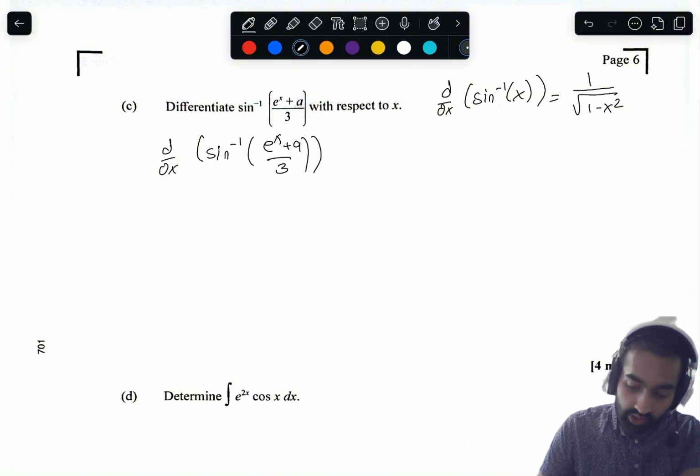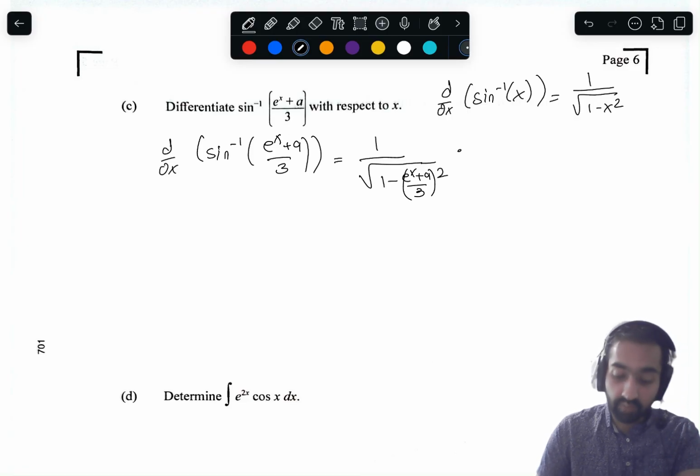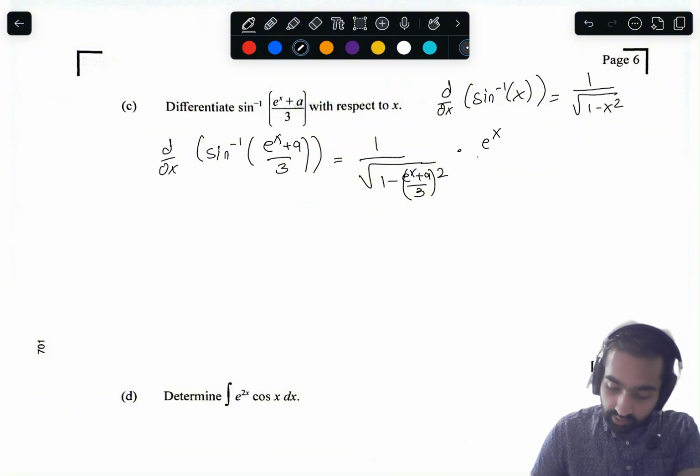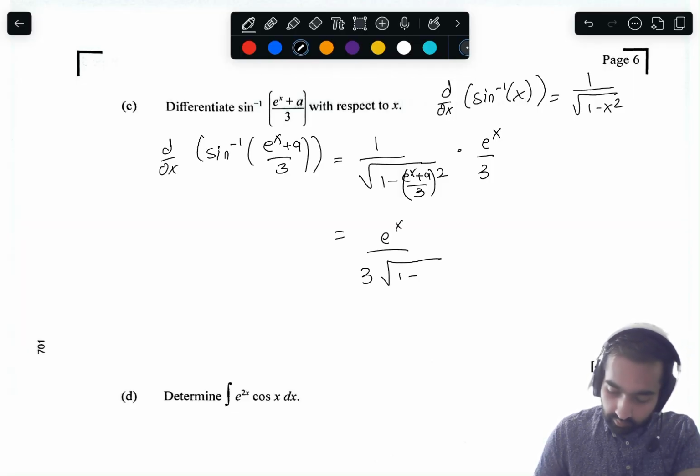You need to use the chain rule. So the first thing is just going to be 1 over the square root of 1 minus, but now where I see x, I have to put all of this stuff, e to the x plus a over 3 squared, but then by the chain rule I have to multiply by the derivative of the brackets. The derivative of e to the x is just e to the x, so it'll just be e to the x over 3. So if I just put these together, it'll be e to the x over 3 times the square root of 1 minus, in brackets, e to the x plus a over 3 squared.